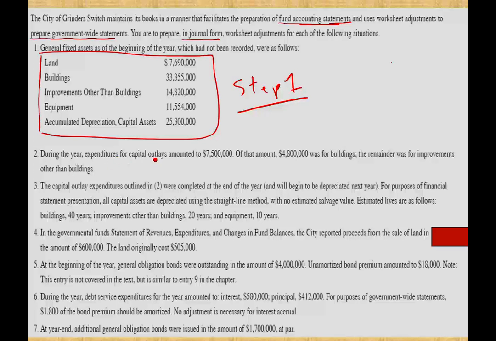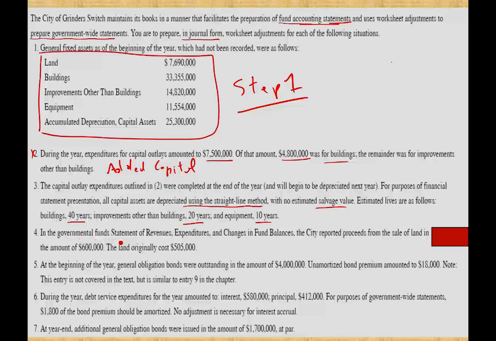Transaction 2, during the year, expenditures for capital outlay were 7.5 million, of which 480 was for buildings and the remainder was improvements other than buildings. Now we added capital assets, but what did we do when we added them? We treated them as expenditures, so we need to make an adjustment for this. The capital outlay in step 2 was completed at the end of the year and will begin to be depreciated next year. So we have to start the depreciation. For purposes of financial statements, capital assets are depreciated using the straight line method, no salvage value. Buildings are 40 years, improvements other than buildings 20 years, and equipment 10 years. So we need to depreciate them.